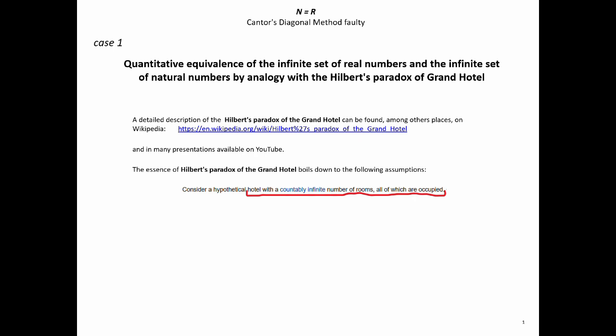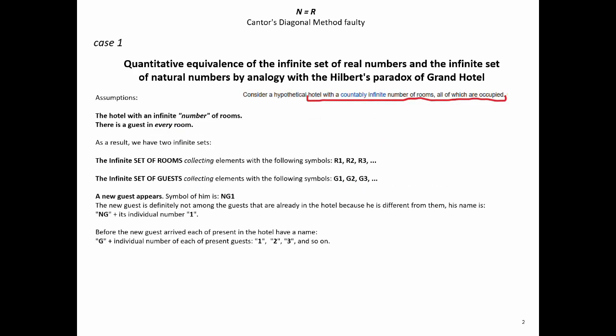The essence of Hilbert's paradox of the Grand Hotel boils down to the following assumptions. Consider a hypothetical hotel with a countably infinite number of rooms, all of which are occupied. This description gives us the following assumptions. The hotel with an infinite number of rooms. There is a guest in every room.